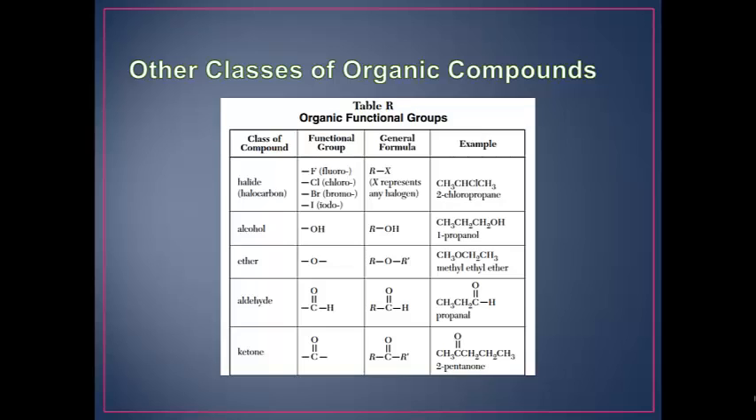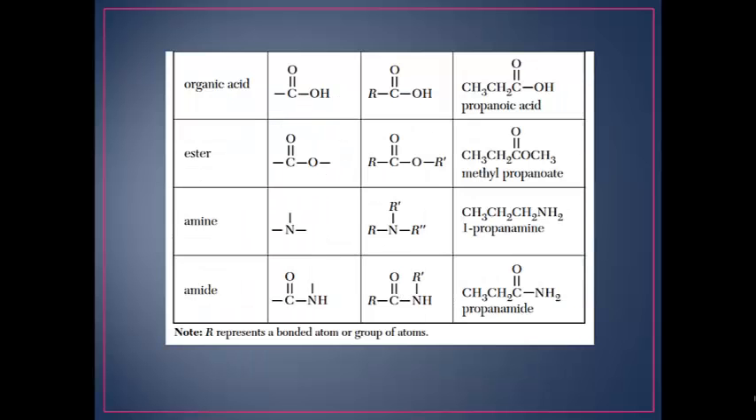There are a whole bunch of other classes of organic compounds. We talked about these in honors. This again is the Regents reference table. You have access to this for your test. So we have the halocarbons, which have a halogen attached. We have alcohols with an OH group. We have ethers that have an O in the middle. We have an aldehyde, which have a double bonded O at the end of a carbon chain. We have a ketone, which has a double bonded O in the middle of a carbon chain.